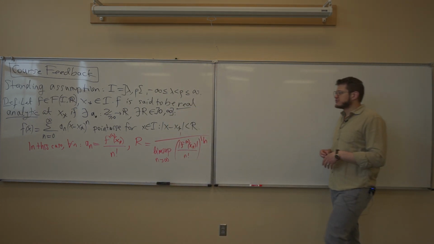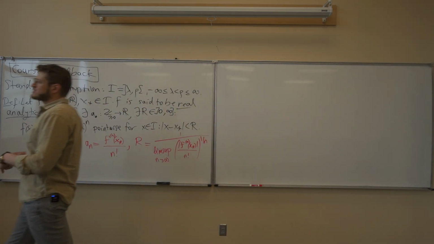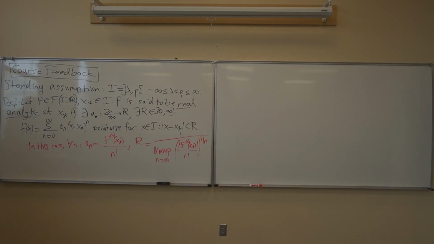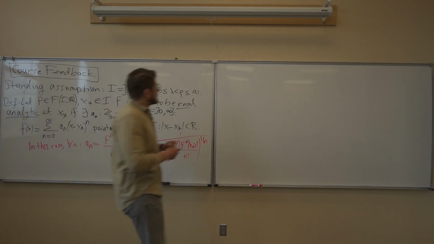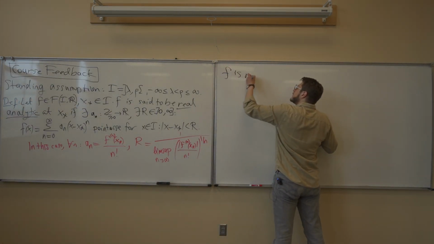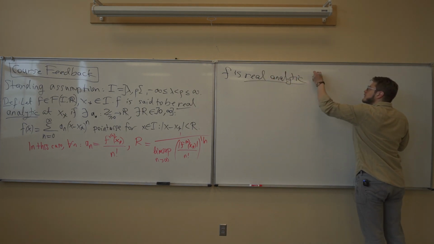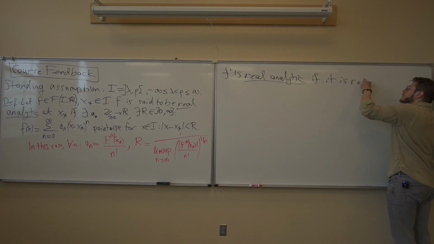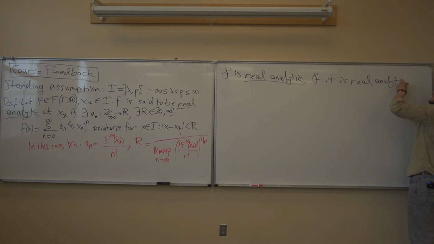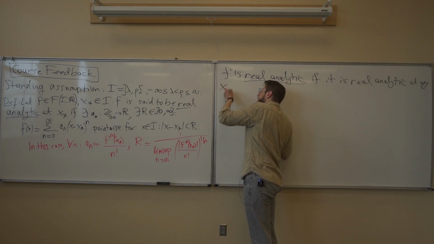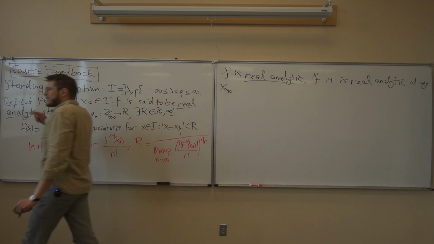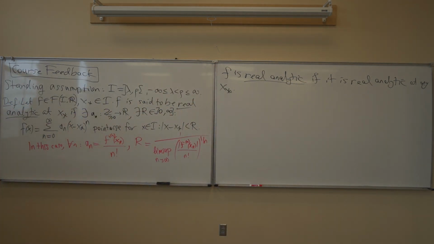Okay, then how do I define a real analytic function in general? Well, a function is real analytic if it is real analytic at any point. And let me denote by C to the omega, it's not C infinity, but it's a different space now, C to the omega to be the set of all real analytic functions on I.